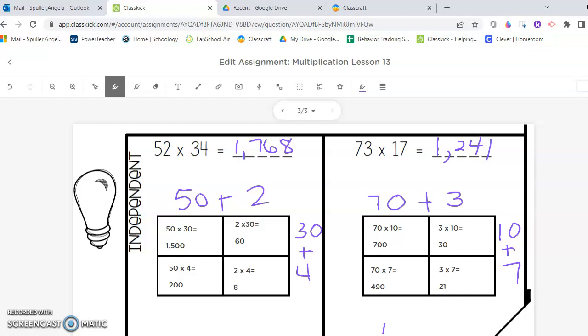If you didn't get these correct, I want you to take your highlighter and go back and see where you made your mistake. Is it pulling the numbers into expanded form? Is it finding the answers in here? Was it adding? Where did your mistake go?